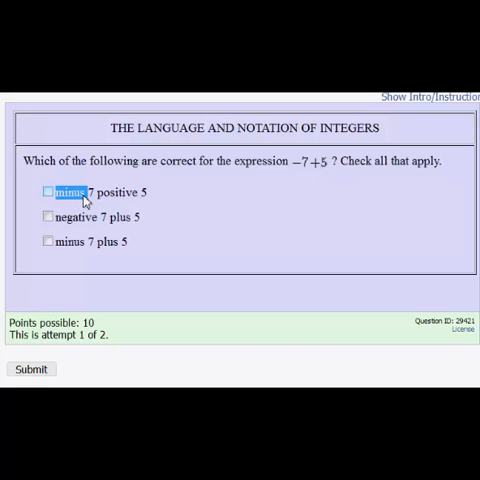You would not say minus 7 because minus 7 would indicate there's a number to the left here. Since I don't see a number, I wouldn't say a number minus 7. I would simply say negative 7 plus 5.